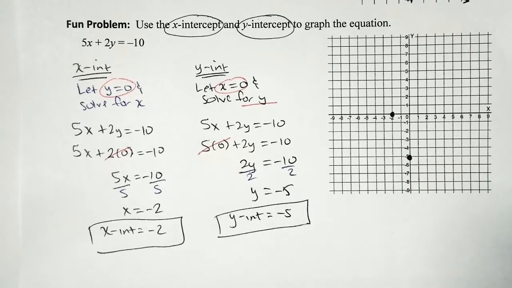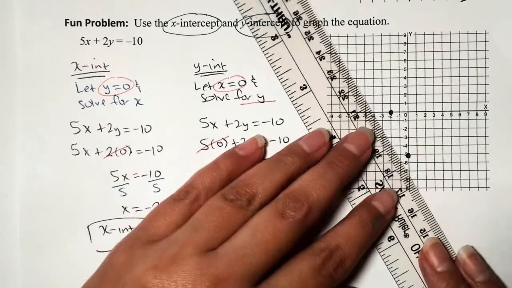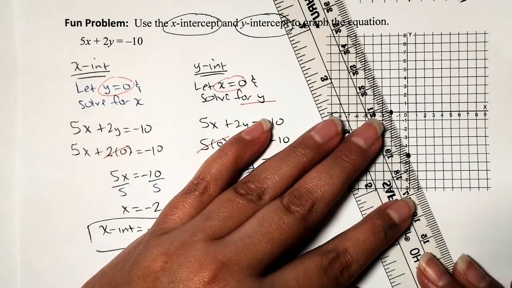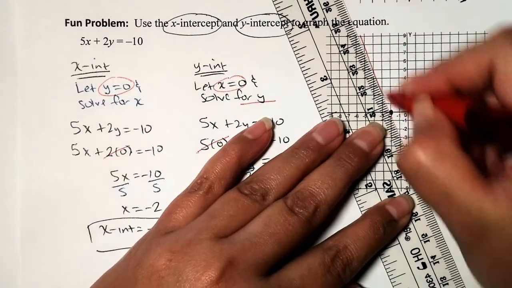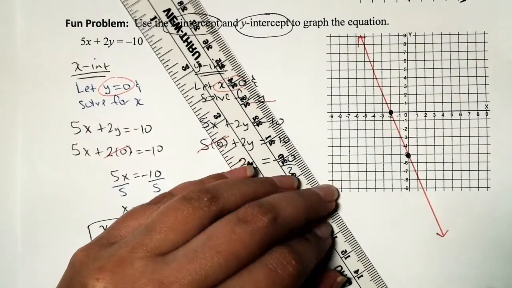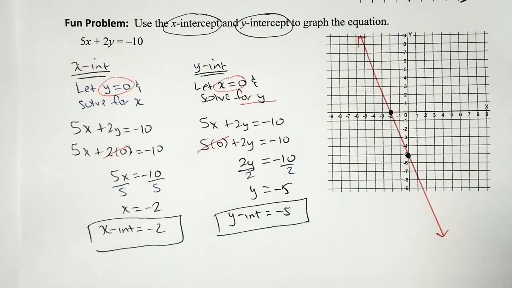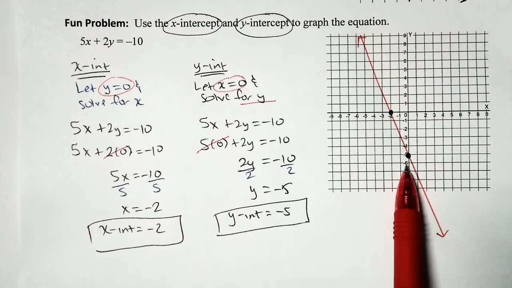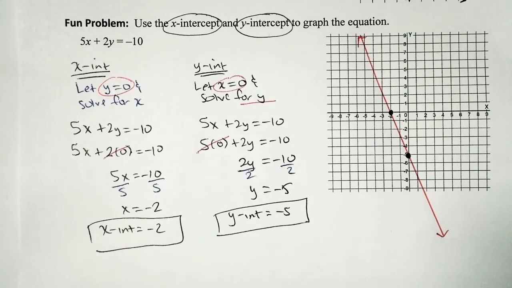Cool. So remember, no matter what technique you use to graph the line, you just need 2 points. We got 2 points. We have a straight edge. Let's graph these so we can get our full credit. The directions were to use the x-intercept and y-intercept to graph the equation. We took the x-intercept, we took the y-intercept, and we used them to graph the equation. So, cool, we did it.